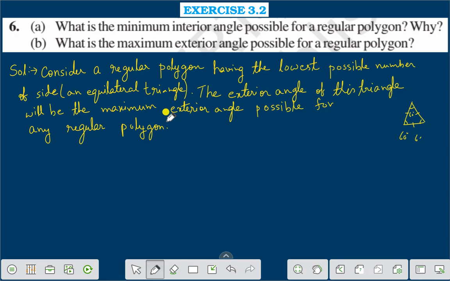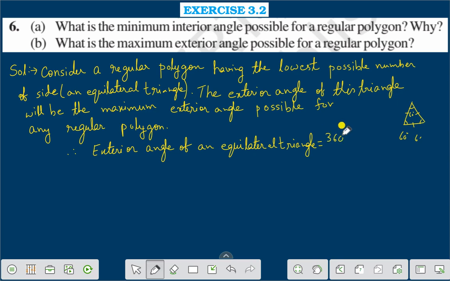Exterior angle of an equilateral triangle, we know that the sum of the exterior angles of any polygon is 360 degree, and the number of sides in an equilateral triangle is 3. Therefore, the exterior angle of an equilateral triangle is 120 degree.